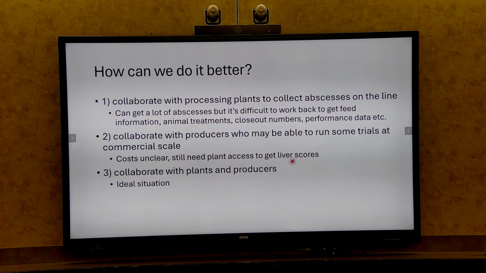I have no idea how much this would cost, probably more than I have. And then you can collaborate with the plants to get access to those livers. Now you have really good data on the performance and the treatment of the animals. You have enough animals, and you have good samples at the end by getting the livers.